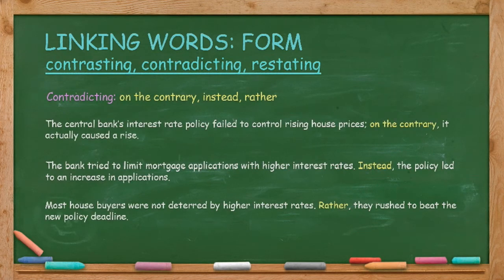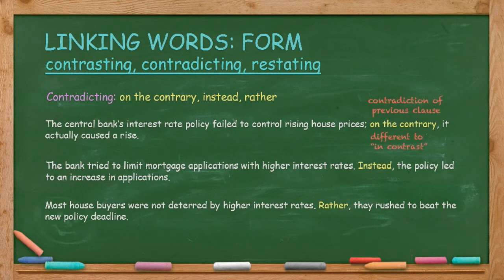Contradicting: on the contrary, instead, rather. The central bank's interest rate policy failed to control rising house prices. On the contrary, it actually caused a rise. On the contrary gives your reader a contradiction of the previous clause. The meaning here is different to in contrast.